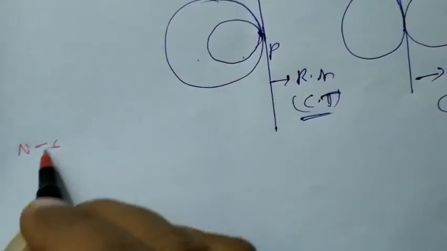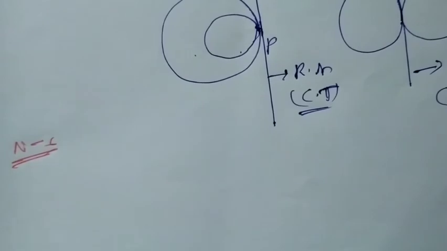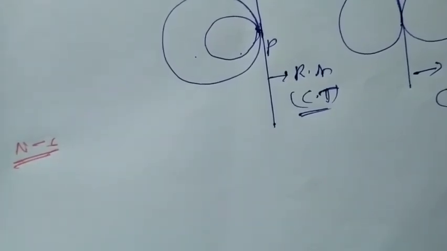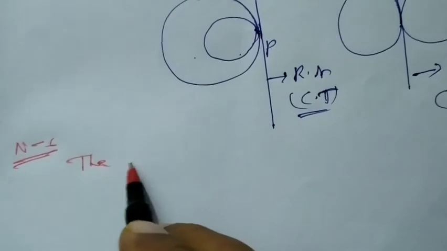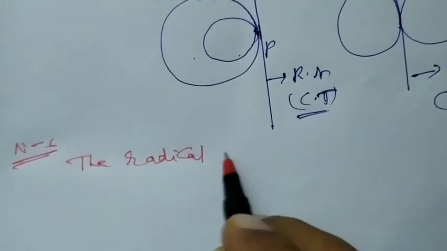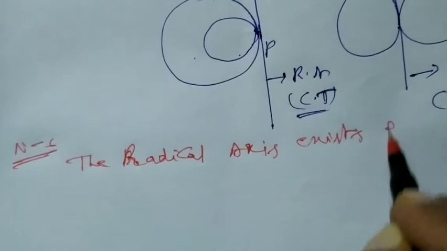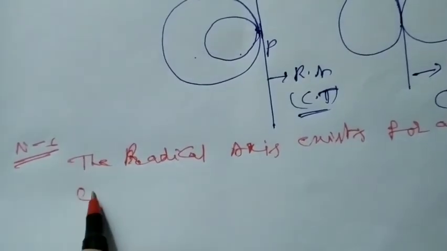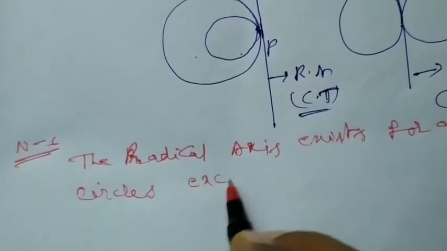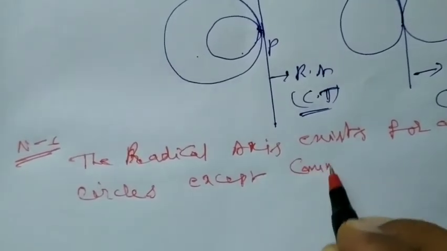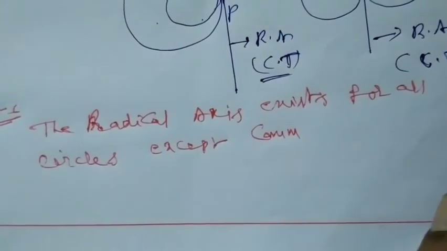Another condition is note number 6. Sixth point is, the radical axis exists for all circles except concentric circles. In that case, the radical axis does not exist because all the terms will be cancelled. We get an absurd relation in that case.